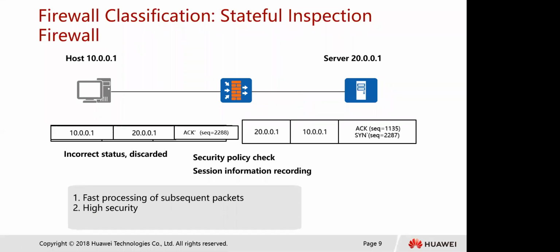So stateful inspection firewalls have the following advantages. We have already talked about fast processing of subsequent packets. The key word to note is subsequent. We talked about fast processing of subsequent packets and outstanding performance in processing subsequent packets when checking data packets based on the access control lists.